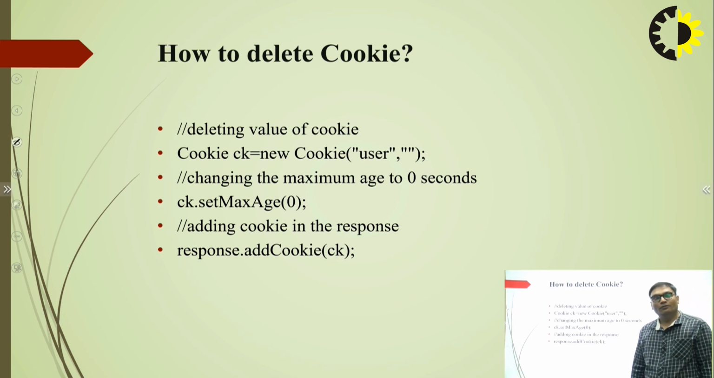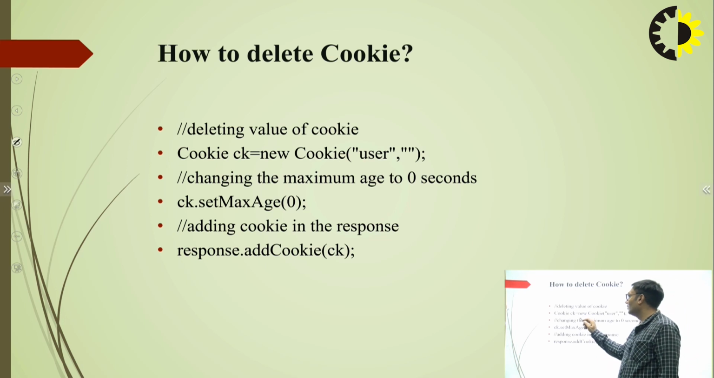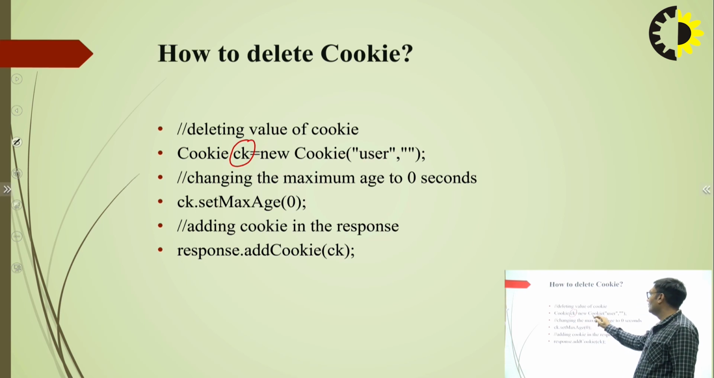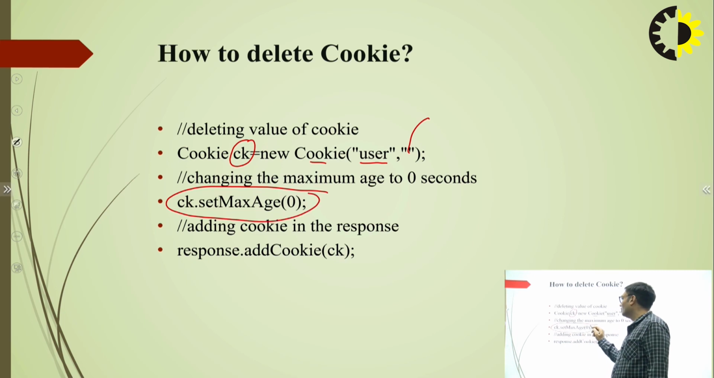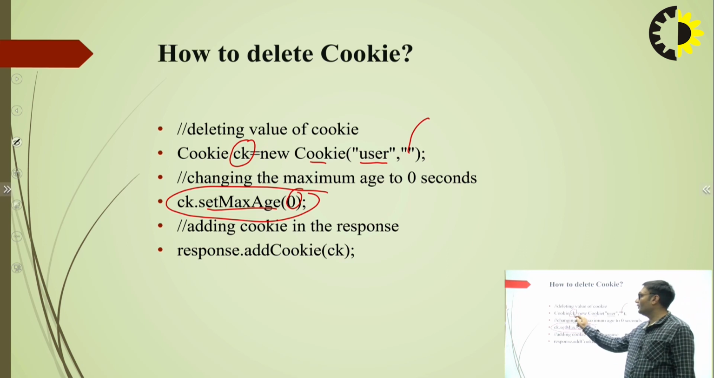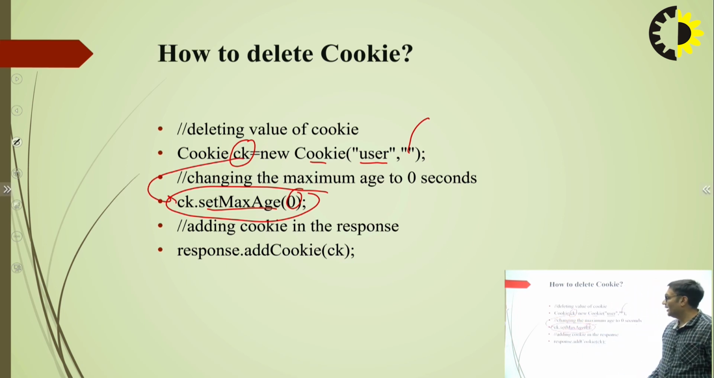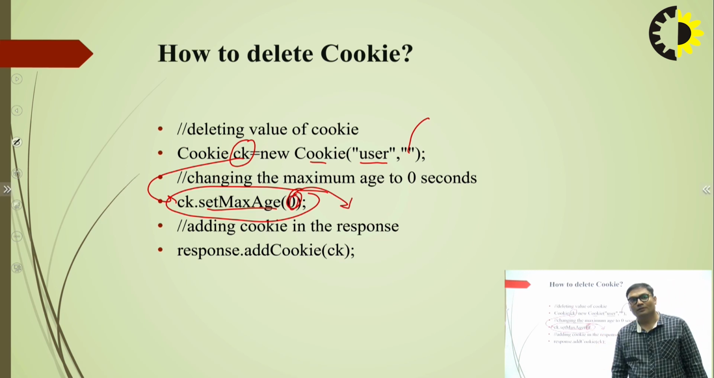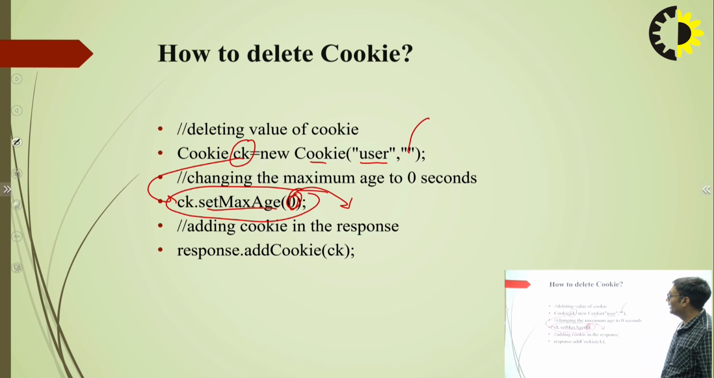We can delete the cookie as well. To delete the cookie, we need to create a cookie object, new Cookie, then the name of the cookie, and if there is some value, then we will pass it here. And we can set the maximum age to 0. So we will call the set max age method through the object of this cookie class, and we will pass the value 0 in seconds. In this way we can delete the cookie.